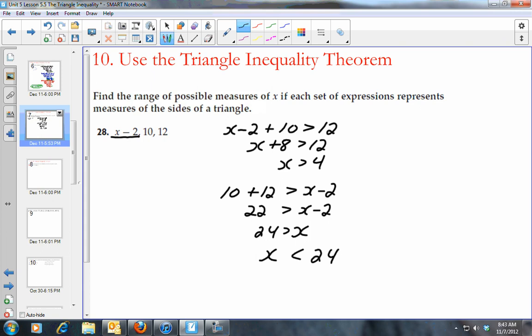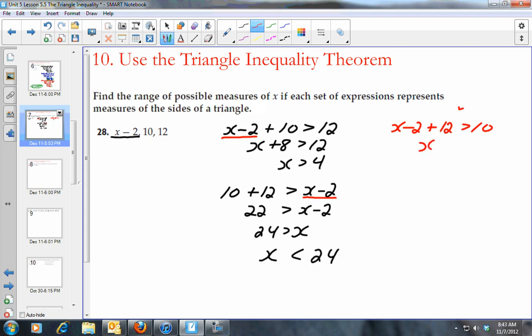Do I need to try what combination have I not tried? Do I need to do x minus 2 plus 12 is greater than 10? I really don't, because the way I've set this up, in the first two, I treated the x minus 2 as if it were the smallest side, then as if it were the longest side. Doing it this third way would be treating it as if it were the in-between side. I don't have to do it.